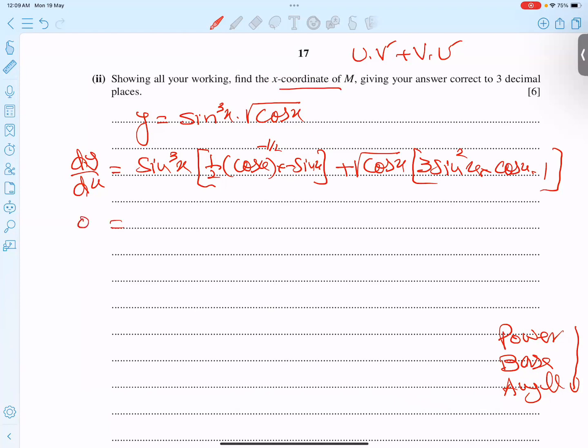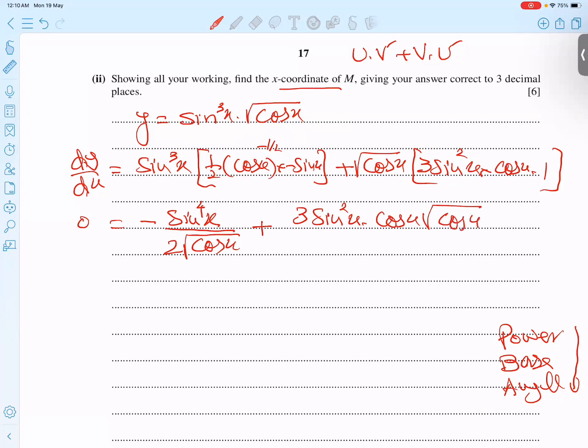And now we take common out. How many sines are there? Sine squared, and here it is 3 plus 1, 4. Or I do one thing, first I make it easy. Negative sine 4x over 2 is already present, and root of cos x, because I brought it into the denominator, the power sign becomes positive. And here I'm writing 3 sine square x into cos x into root of cos x.